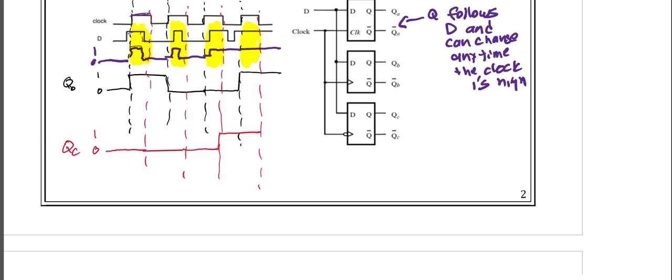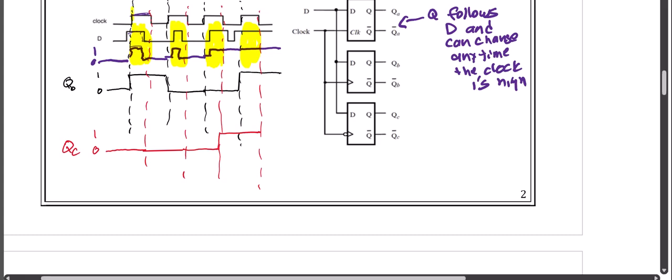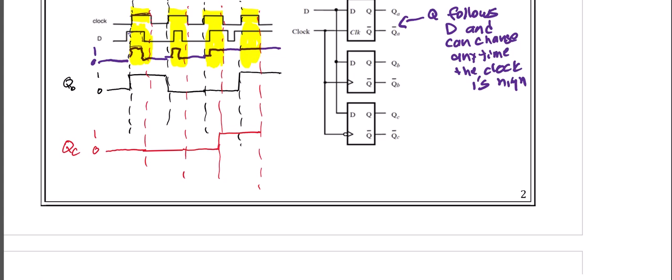The clock is high here, here, here, and here. And so while the clock is high, you'll have the same output. Q will look the same as D.